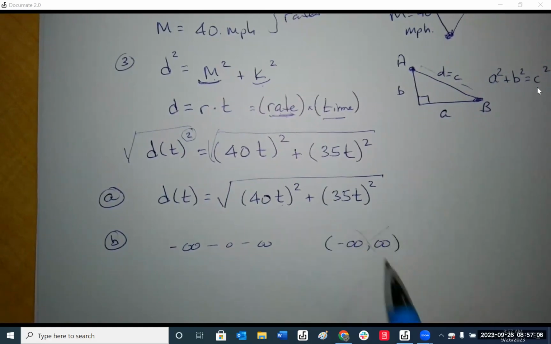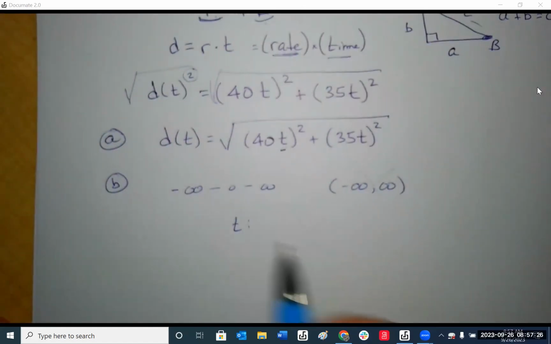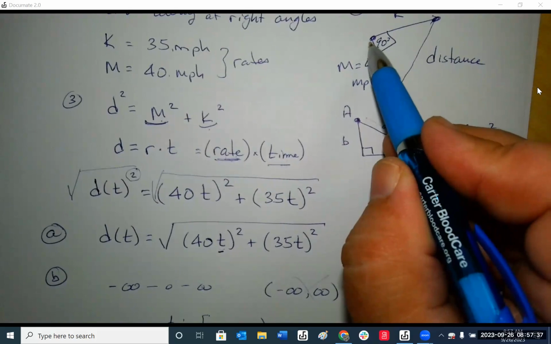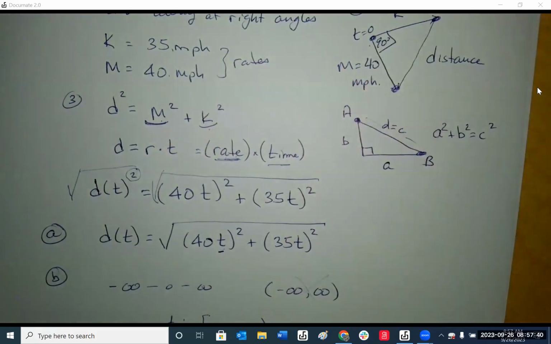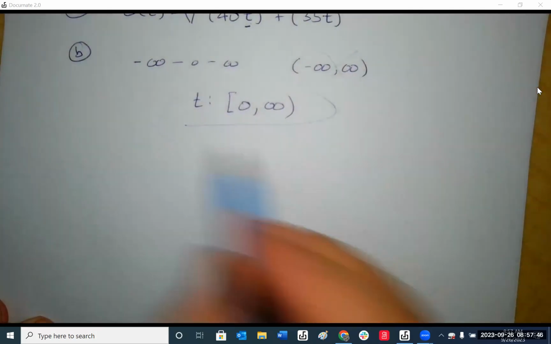But that's not right. Why is that not right? You cannot have a negative time. So what's the smallest you can have in time? You can start off with 0 time. That's what they did at the hospital. Time was 0. Then they took off and it started clicking. So that's your domain.